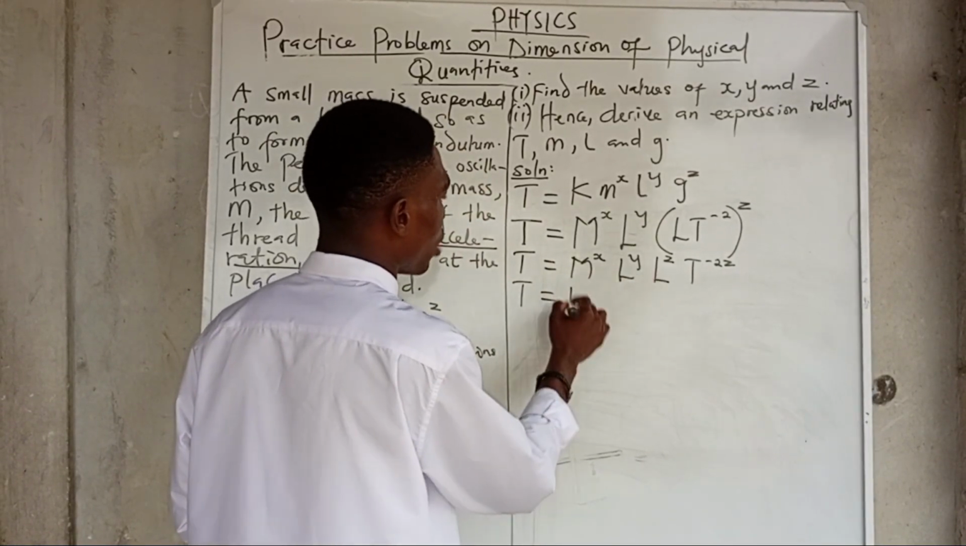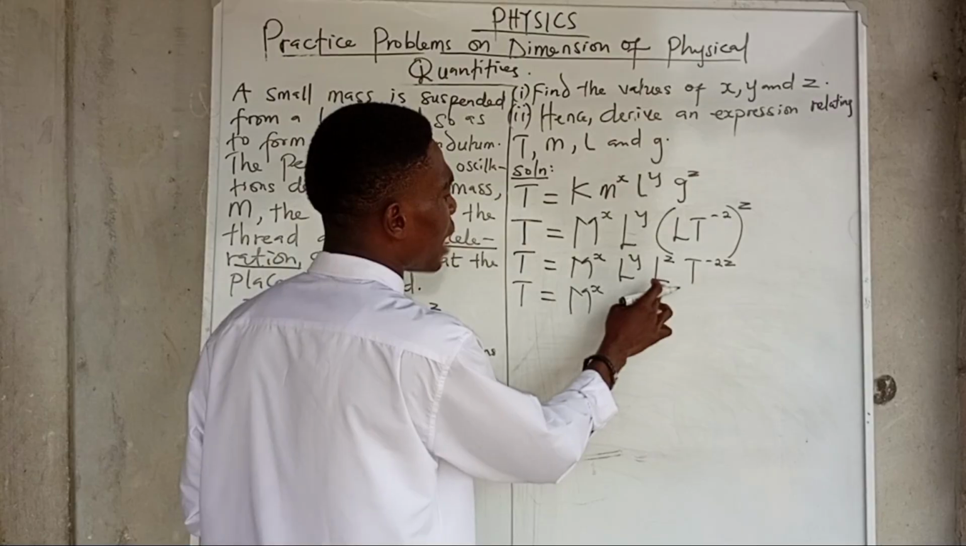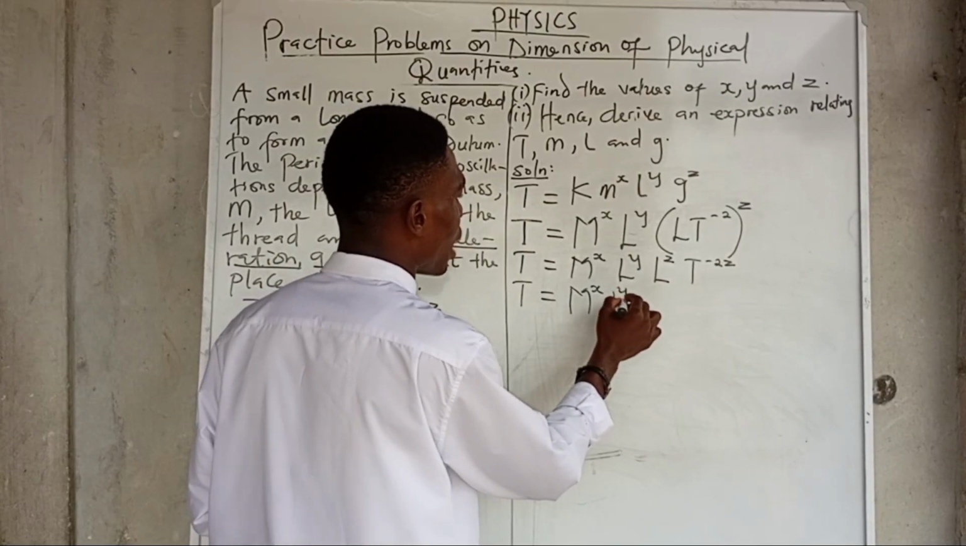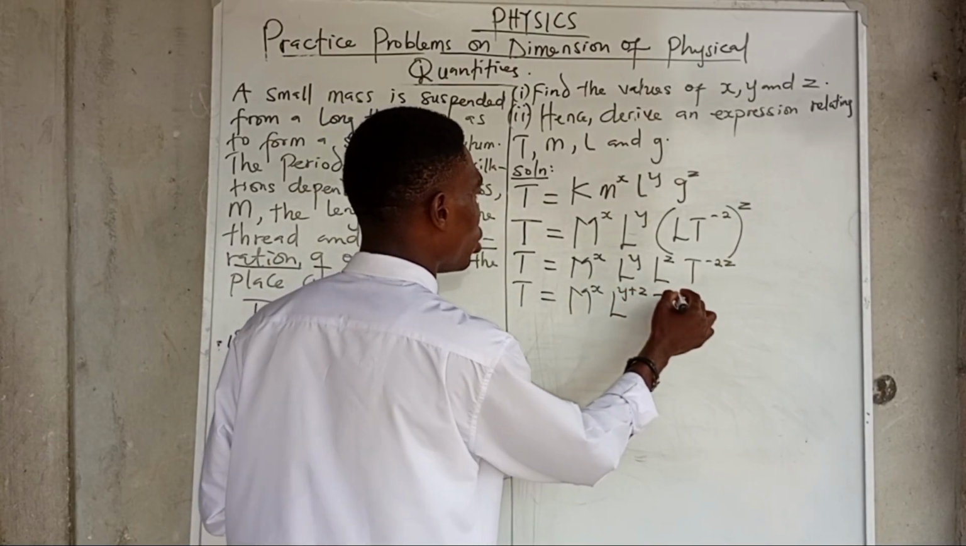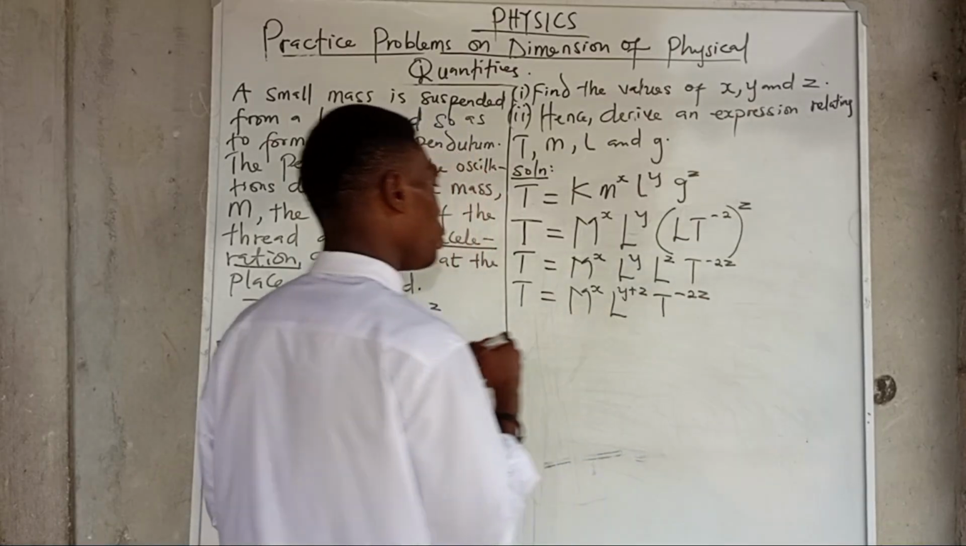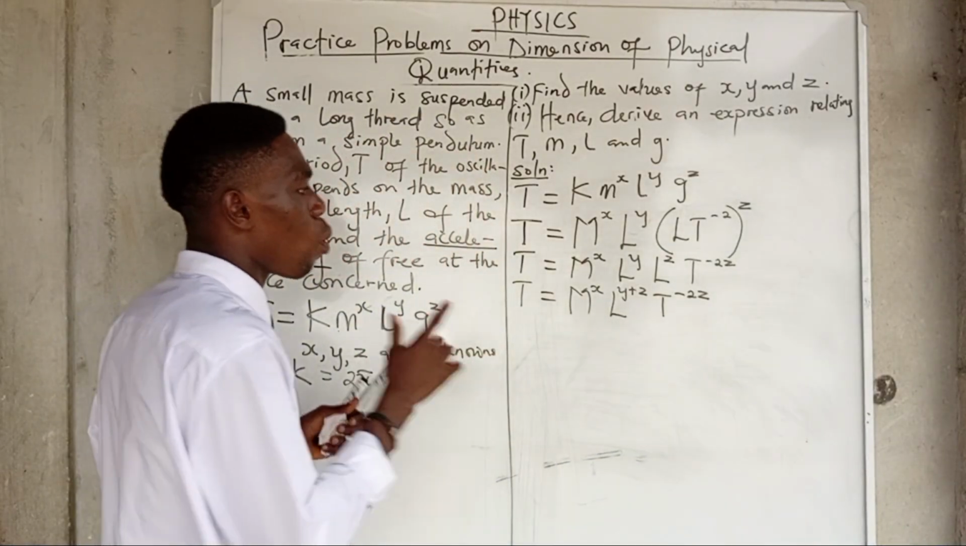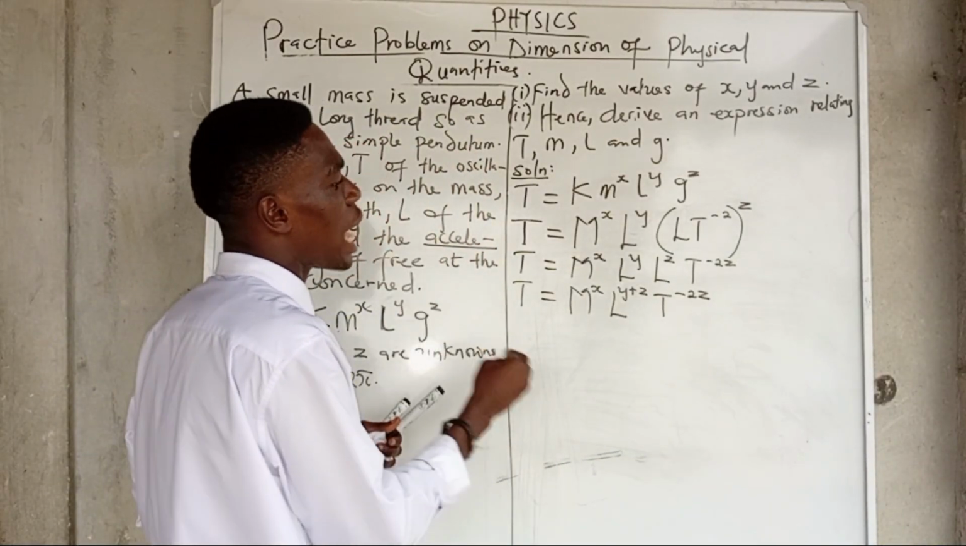And so I just have to apply indices here to get a common value for our length. So I have m to the power of x. The bases are the same, so I have to add the powers. That's y plus z. Then t is the power of minus 2z.